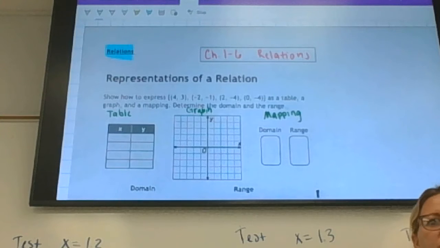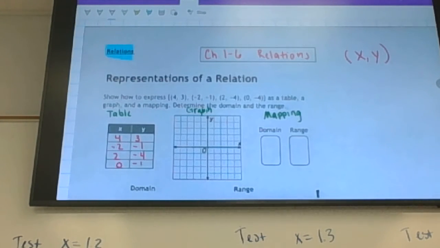Start with the table. Push your ordered pairs into the table. You know that points are x, comma, y. So our first point, x is 4, y is 3, negative 2, negative 1, 2, negative 4, 0, negative 4.